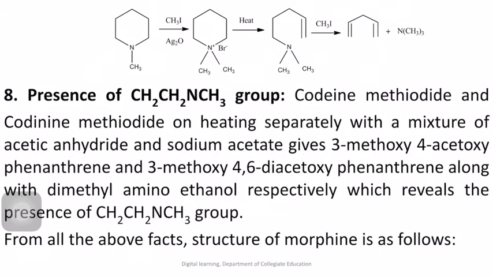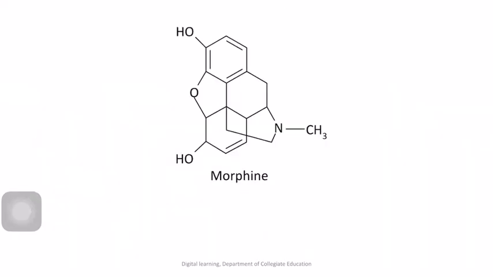Codeine methiodide and codeinone methiodide, on heating separately with a mixture of acetic anhydride and sodium acetate, give 3-methoxy-4-acetoxyphenanthrene and 3-methoxy-4,6-diacetoxyphenanthrene along with dimethylaminoethanol respectively. This reveals the presence of a CH2CH2NCH3 group in morphine. From all these facts, the structure of morphine can be constructed as follows. You can see the structure here.